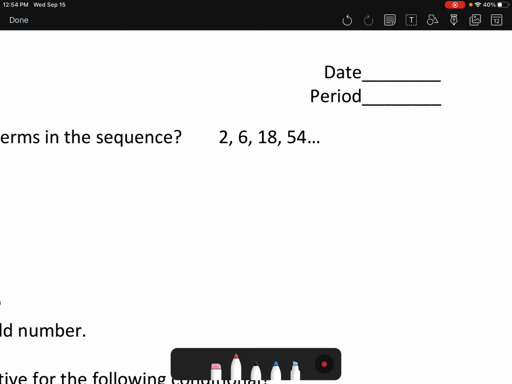If we're looking for the next terms that come after it, we go 2 to 6 to 18 to 54, and we have to take 54 and multiply it times 3. 54 times 3 gives us our next term, 162. And then you multiply that one times 3 to get the next one, and that'll be 486. All right, that's our next 2 terms in that sequence.